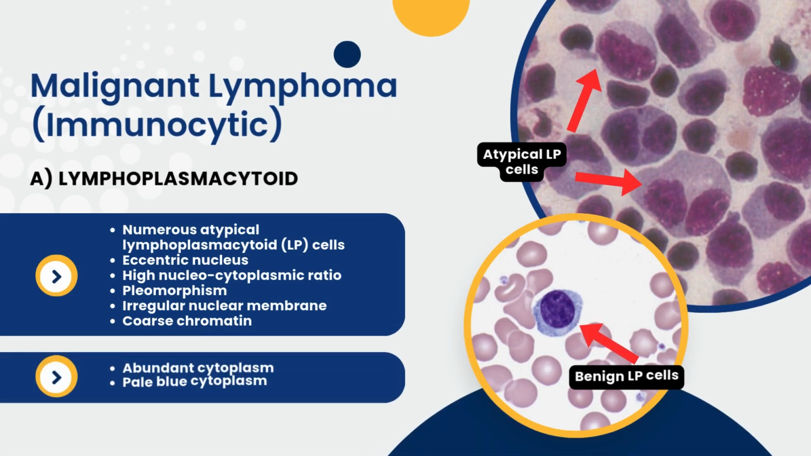Next, we have immunocytic lymphoma, which can be further divided into two. The first one is lymphoplasmacytoid lymphoma. The main characteristic of this disease is the presence of numerous atypical lymphoplasmacytoid cells, or LP cells. LP cells can be easily distinguished by their eccentrically located nucleus. The abnormal characteristics exhibited by the cells include high nucleocytoplasmic ratio, pleomorphism, irregular nuclear membrane, and coarse chromatin pattern. As for the cytoplasm, it is typically abundant and pale blue in color.